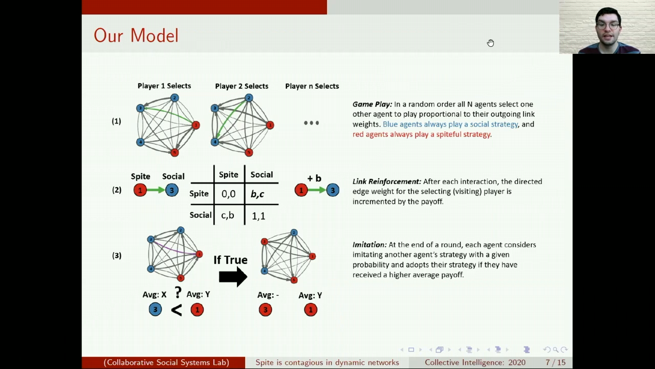After each agent has gotten the chance to visit someone in a round, independently at the end of the round, each agent may consider imitating another agent. If an agent chooses to consider imitations, they select a possible imitation partner based on the outgoing link weight from themselves to that person and the incoming link weight from that person. And if that partner has received a higher average payoff than them, then they will choose to imitate their strategy.